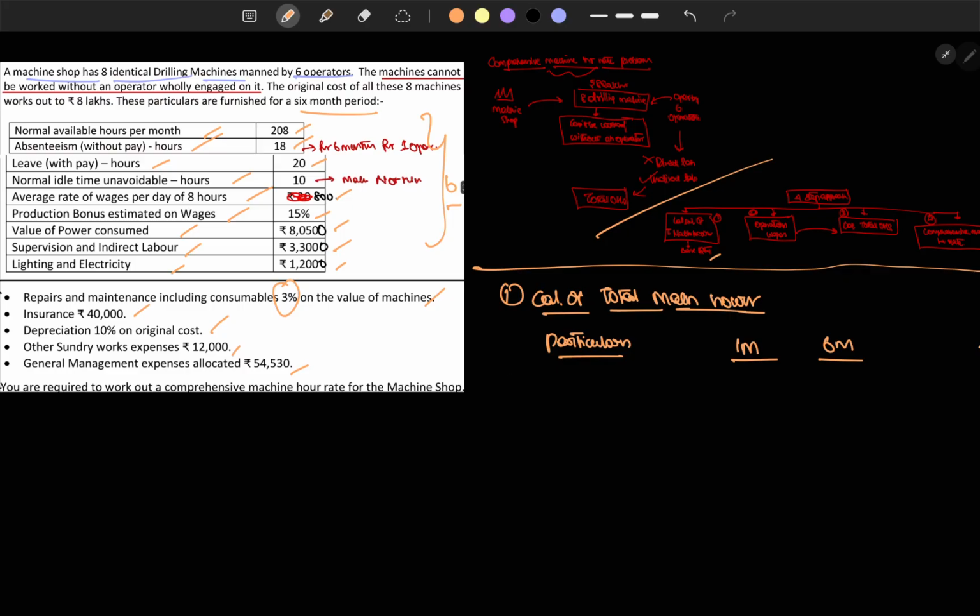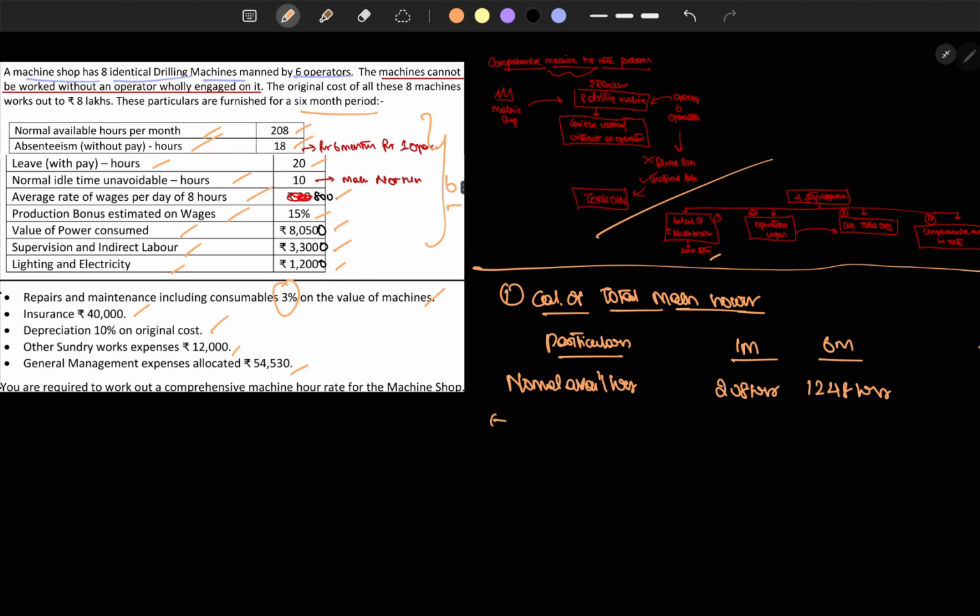Let's take the first one, which is normal available hours. Normal available hours is 208 hours per month. So what could be for 6 months, which is 1248 hours for 6 months.